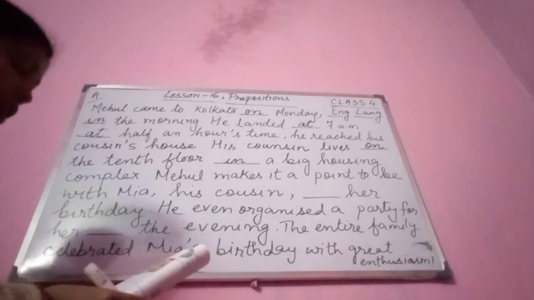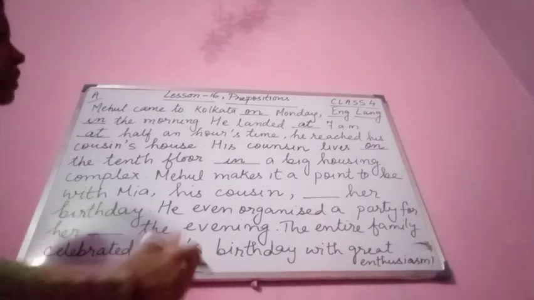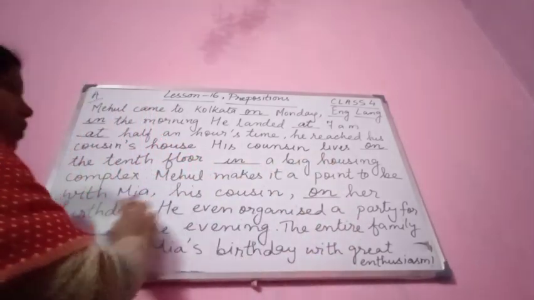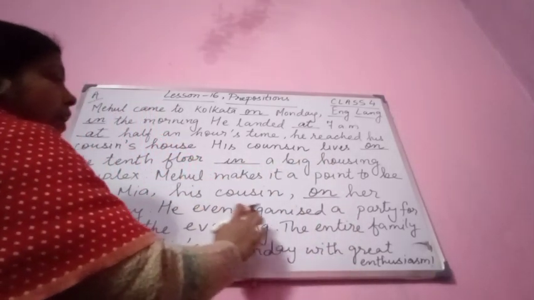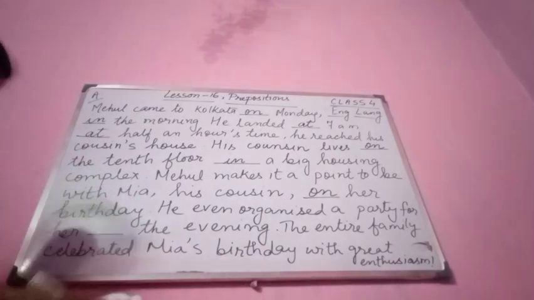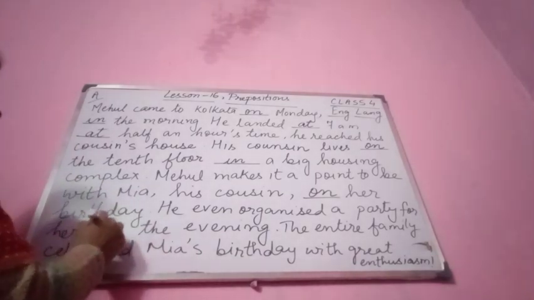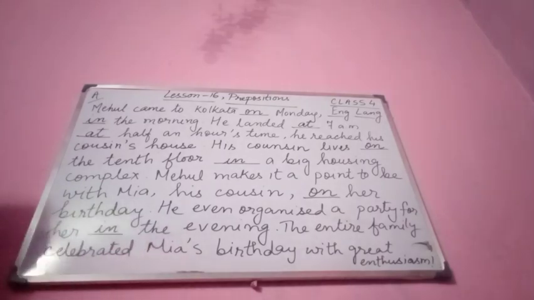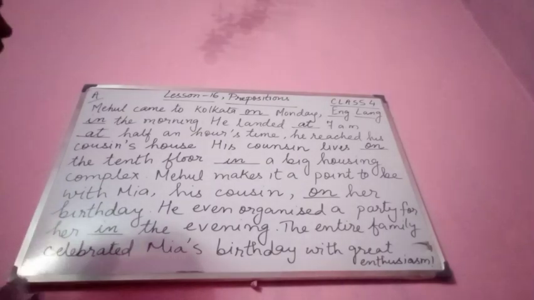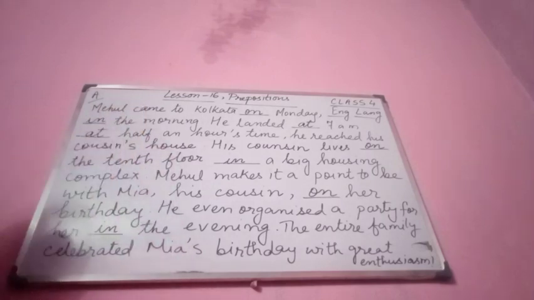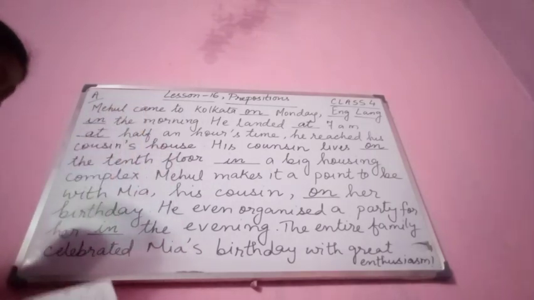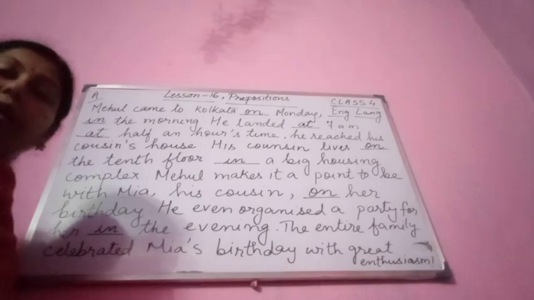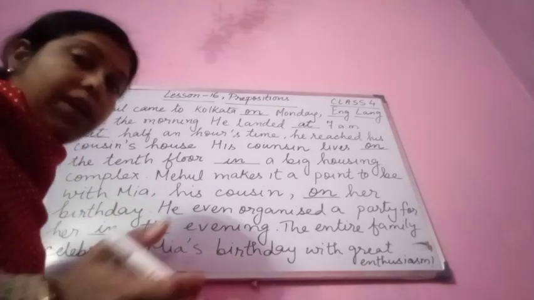Mehul makes it a point to be with Mia, his cousin, on her birthday. Okay, we are using on here, on her birthday. He even organized a party for her in the evening. Alright, in the evening. The entire family celebrated Mia's birthday with great enthusiasm. Alright, once again you see here, Mehul came to Kolkata on Monday, where we use on. So you see here a specific day or date is given. So Monday, a specific day, we are using on.